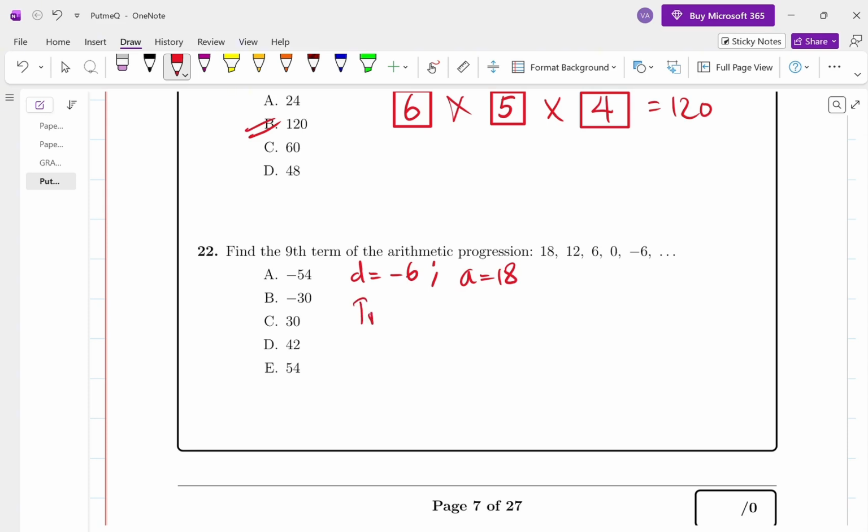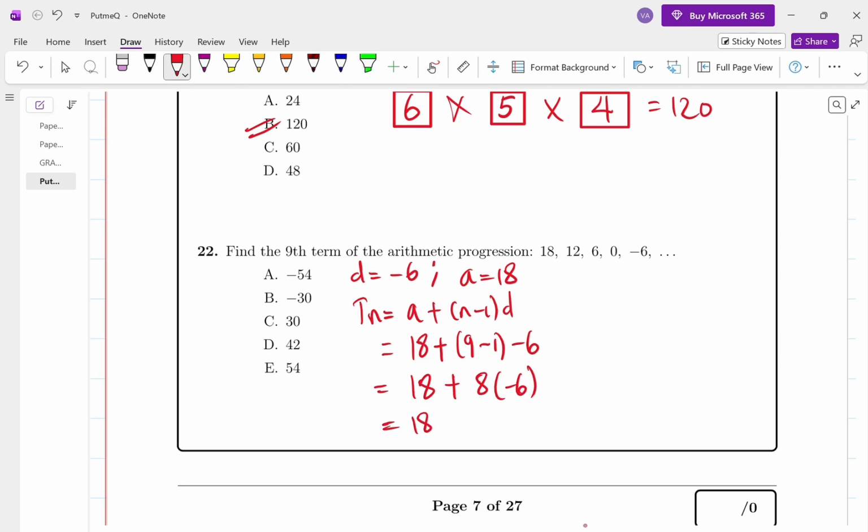Remember that the nth term of an arithmetic sequence is a plus n minus 1 times d. So this is 18 plus, n in this case is 9, so 9 minus 1 times d, which is minus 6. So this is 18 plus 9 minus 1 is 8. So we're going to have 8 times minus 6. And this is 18 minus 48. And this would then give us minus 30. So that's the 9th term.